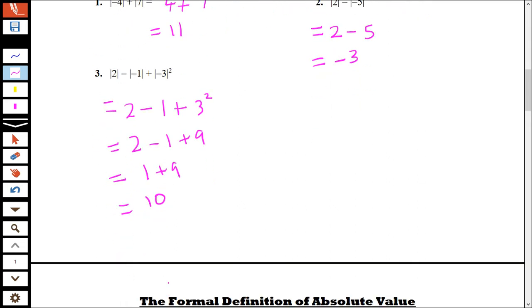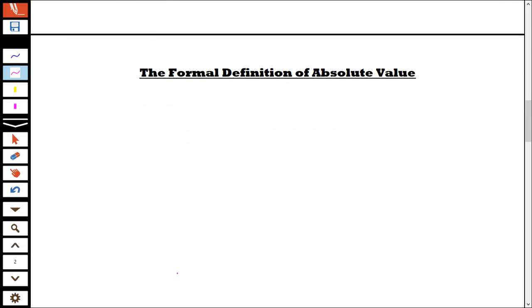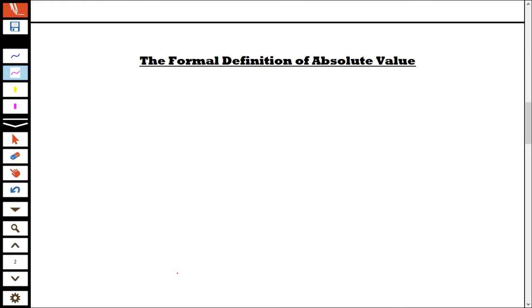All right, let's move on. Now let's look at developing a formal definition for absolute value. Okay, so a formal definition. All right, let's start off by saying if x is equal to 6, I can write down that absolute value of x equals absolute value of 6, which equals 6.